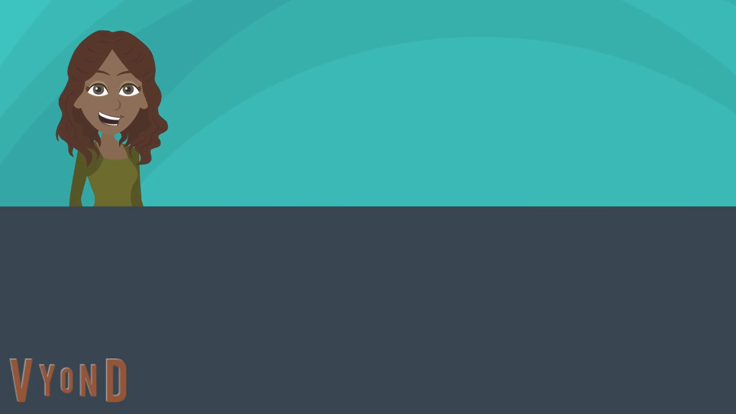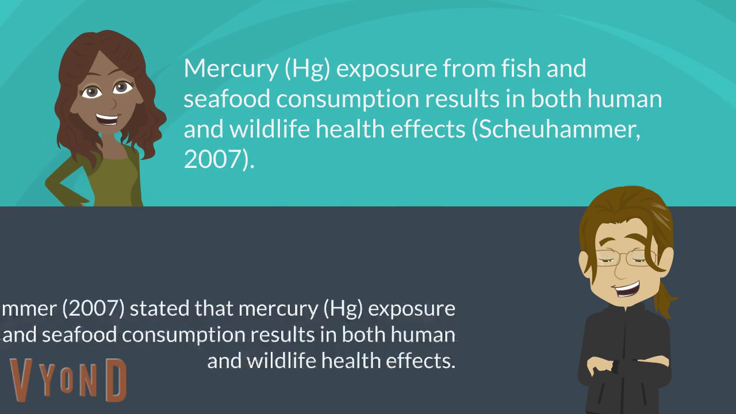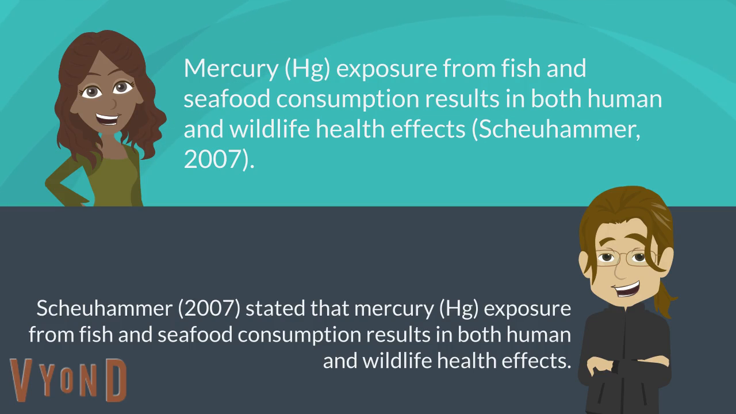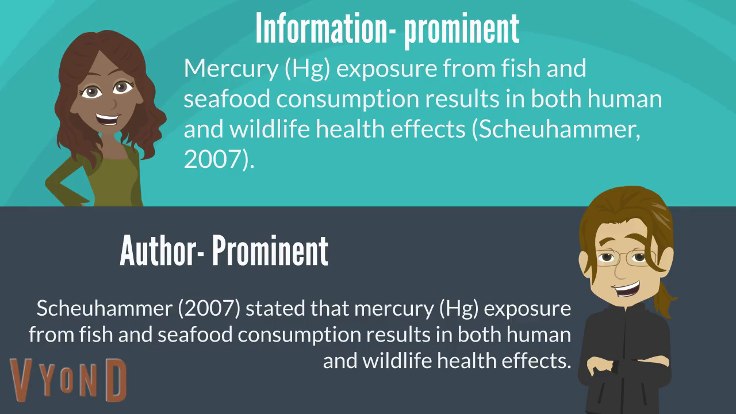When it comes to citing sources in a text, there are 2 styles of in-text citations. Have a look. Can you see the difference? The first one is called information prominent, because the emphasis is on the information. The second one is author prominent, because the emphasis is on the author. Now, which one do you think is more effective?